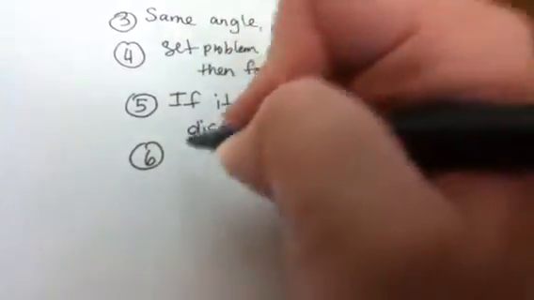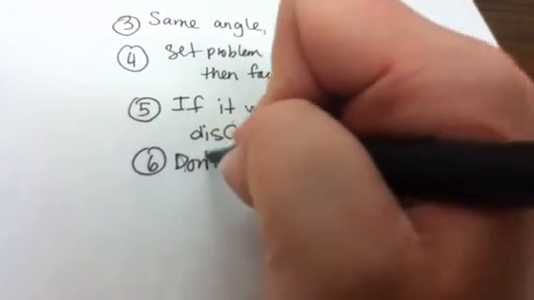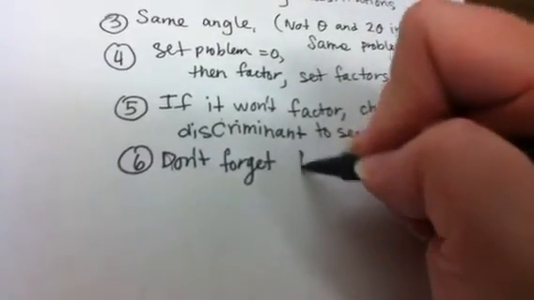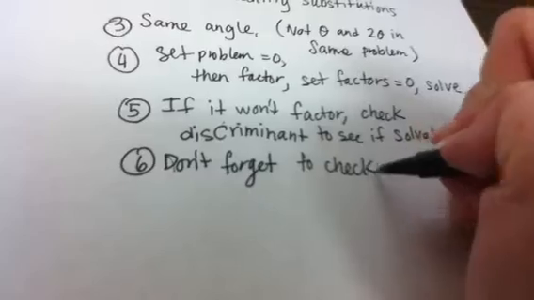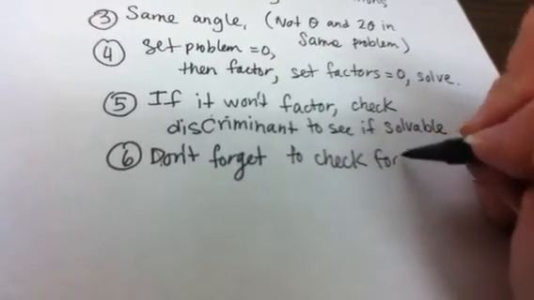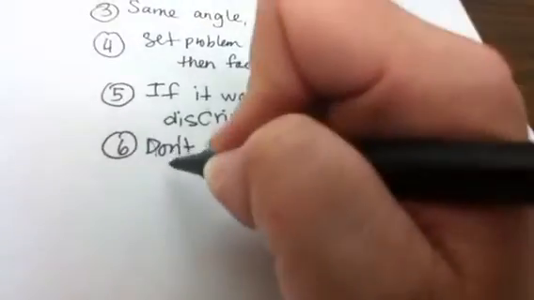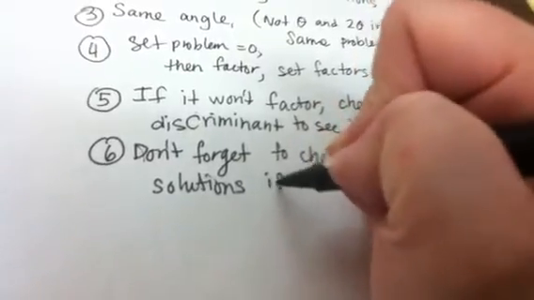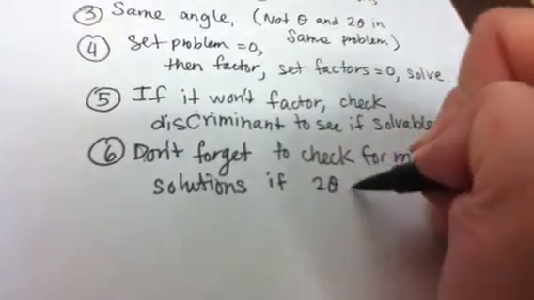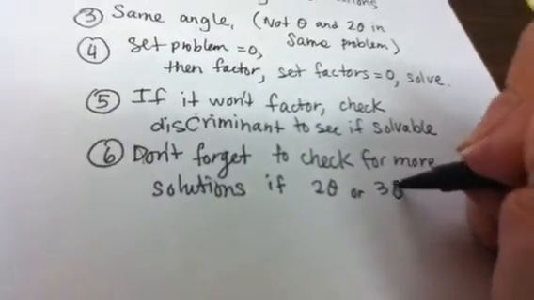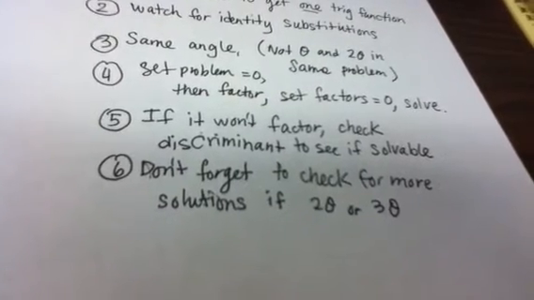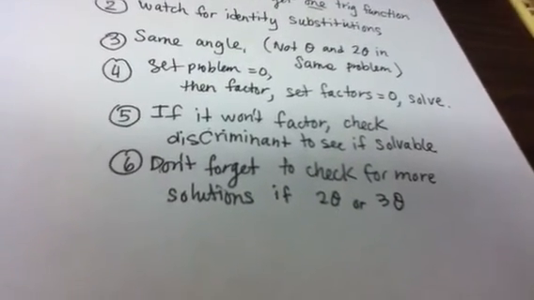Okay, one more. Don't forget to check for more solutions. This will make sense when we do it. For more solutions, if it's a double angle or a triple angle, because then you have to, do you remember how sometimes you solve from 0 to 2 pi? But if it's a double angle or a triple angle, then your last step is to divide everything by 2 or divide everything by 3.